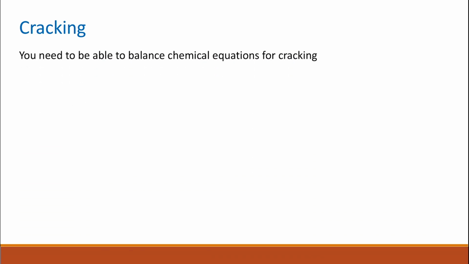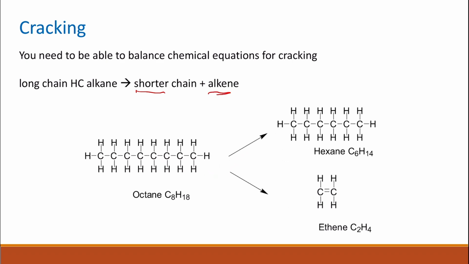For your exam, you need to be able to balance the chemical equation for cracking. Normally, they will give you a long chain hydrocarbon, and the products will be a shorter chain hydrocarbon and an alkene. An example of that is the decomposition of octane, which is an 8 carbon chain hydrocarbon, which is quite a long chain.